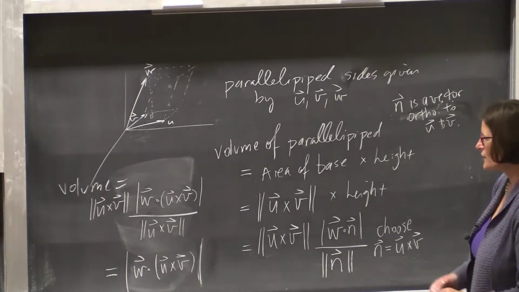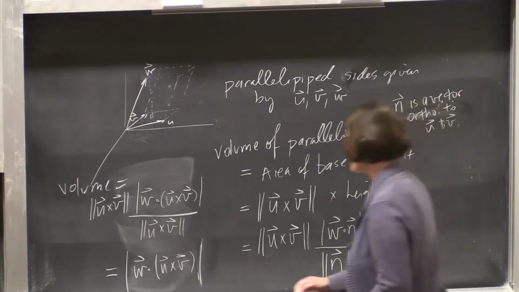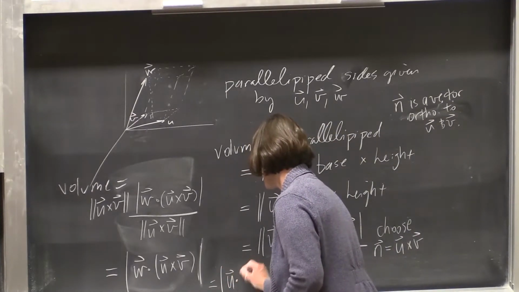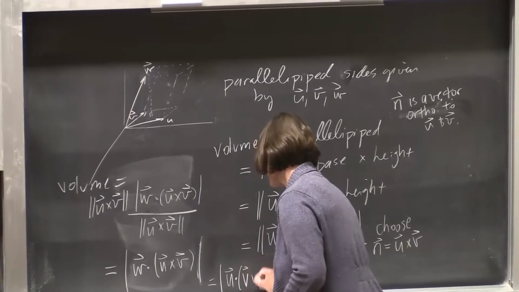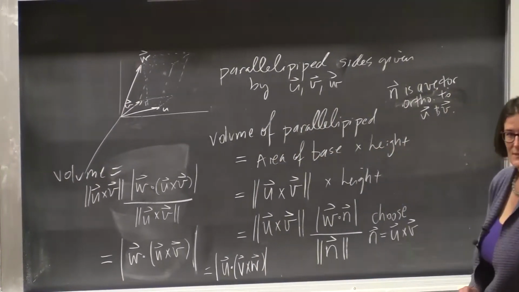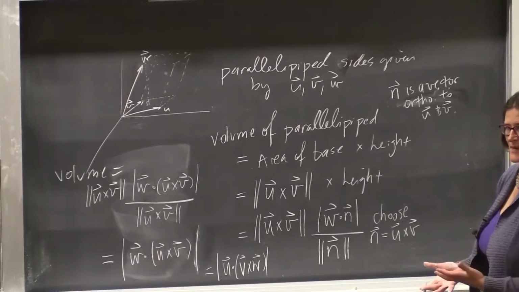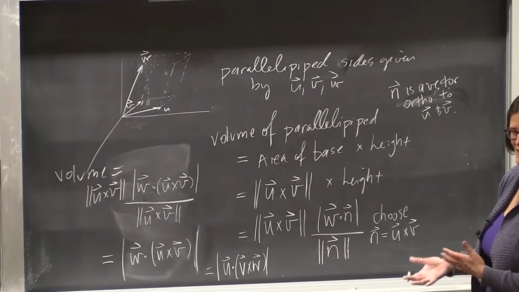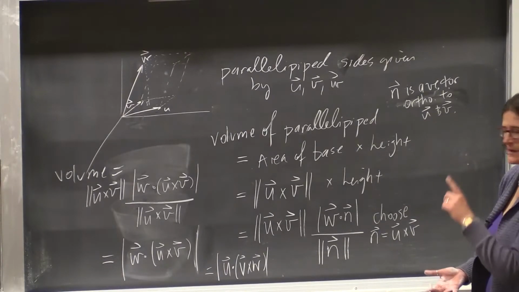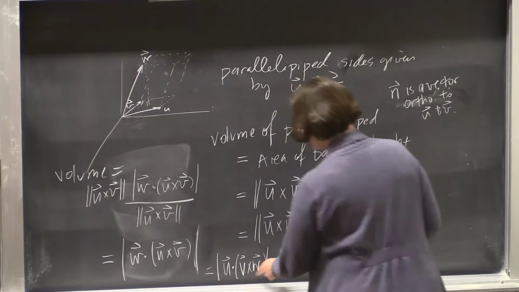Now, really, you would like to know whether this is the same thing as u dot v cross w, because a parallelepiped is a geometric object. It doesn't matter which face you declare to be the base and which leg you declare to be the up. So this is something you would want to check in the privacy of your own home.